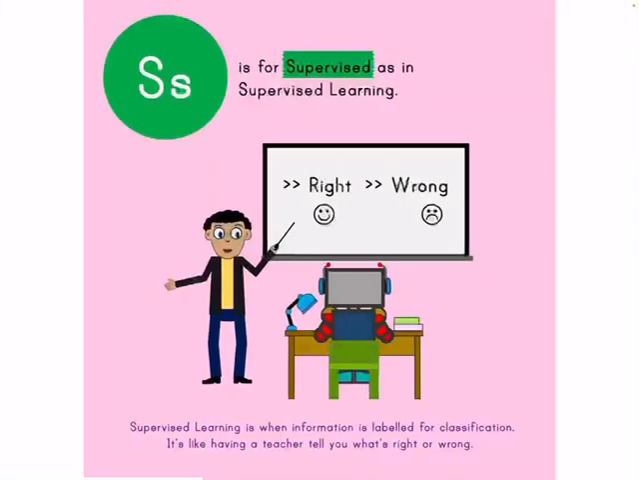S is for supervised, as in supervised learning. Supervised learning is when information is labeled for classification. It's like having a teacher to tell you what's right and what's wrong. So supervised learning can tell you what's right and what's wrong.